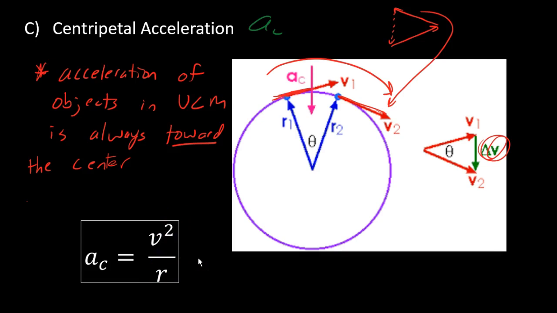So there's two things you should hopefully take away from this video. One, we have an equation for circular speed and centripetal acceleration, and that acceleration is always toward the center of my circle.